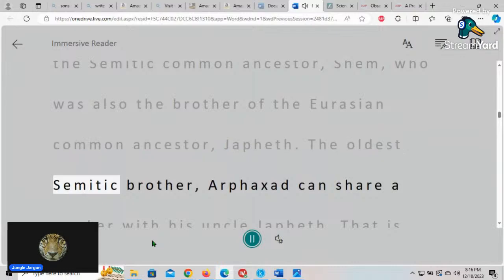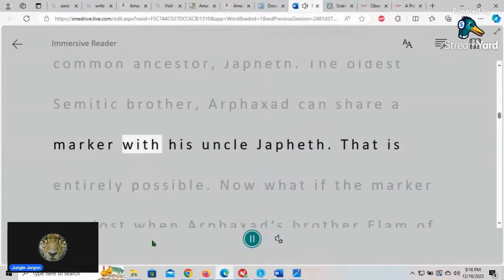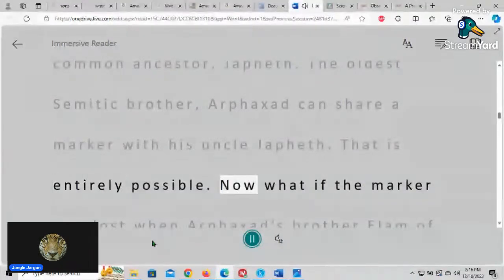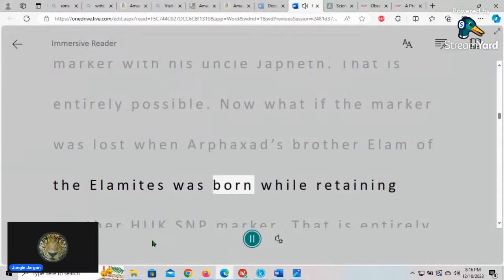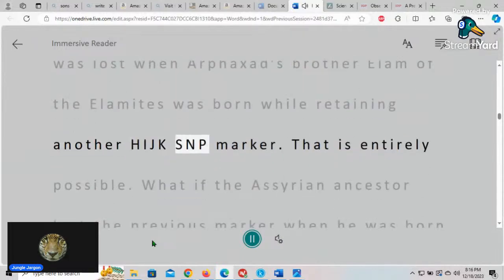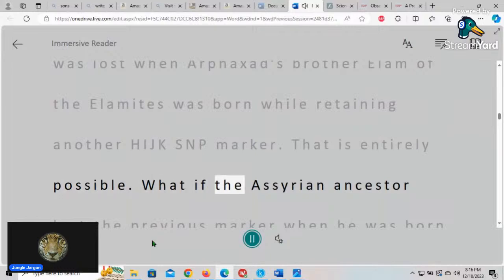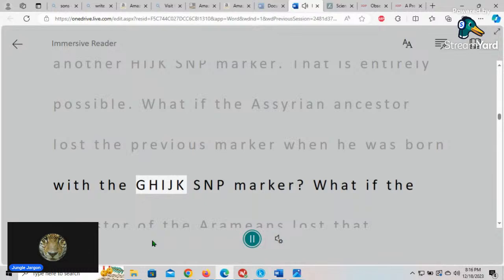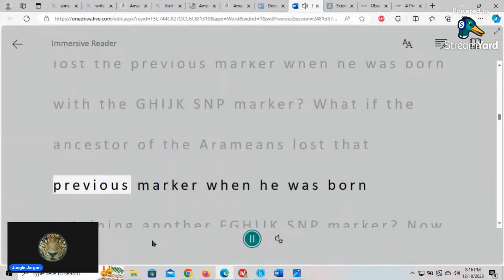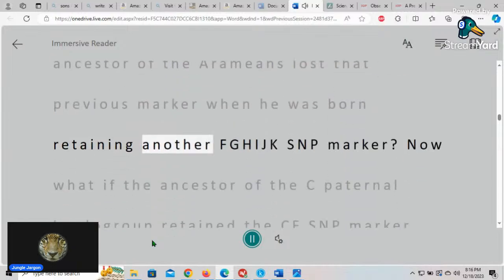The oldest Semitic brother, Arphaxad, can share a marker with his uncle Japheth. That is entirely possible. Now what if the marker was lost when Arphaxad's brother Elam of the Elamites was born while retaining another HIJK-SNP marker? That is entirely possible. What if the Assyrian ancestor lost the previous marker when he was born with the GHIJK-SNP marker? What if the ancestor of the Arameans lost that previous marker when he was born retaining another FGHIJK-SNP marker?